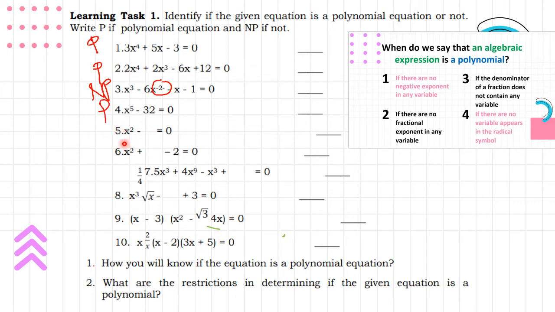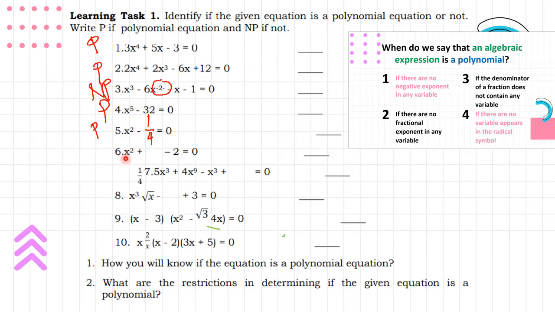For number 5, ano ba yung number 5? Kulang natin yung given. So, meron tayo ditong kulang na negative 1 over 4. So, x squared minus 1/4 is equals to 0. Although meron tayong fraction, tingnan natin yung denominator kasi yun lang naman ang hinahanap. The denominator of the fraction does not contain any variable. So, may fraction tayo, wala namang variable sa denominator. That means this one is still a polynomial.